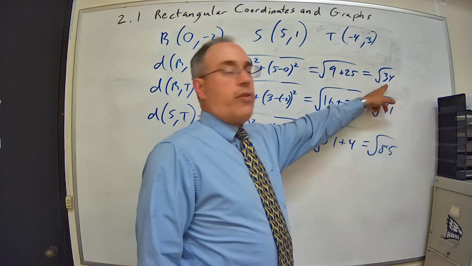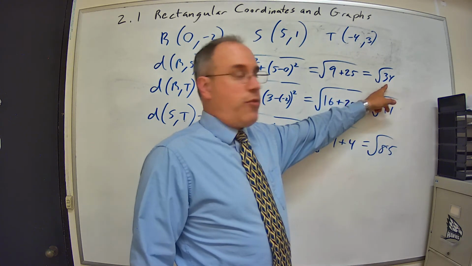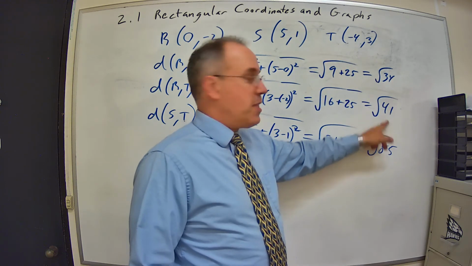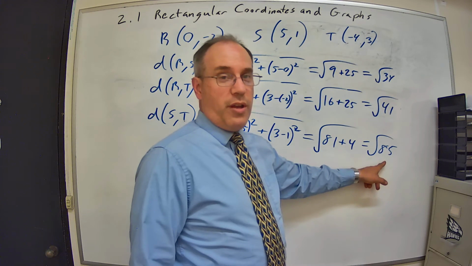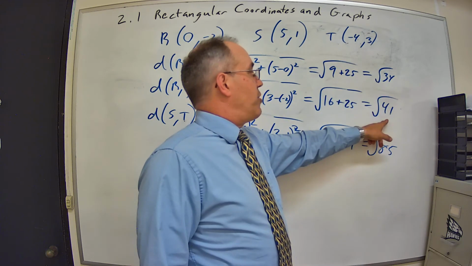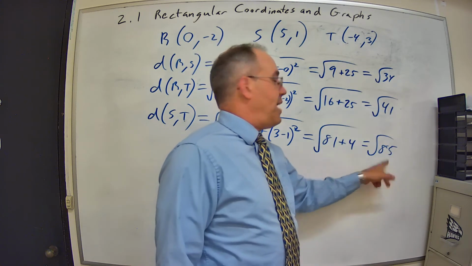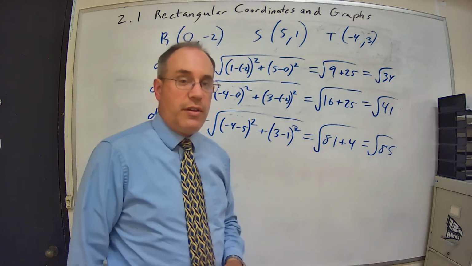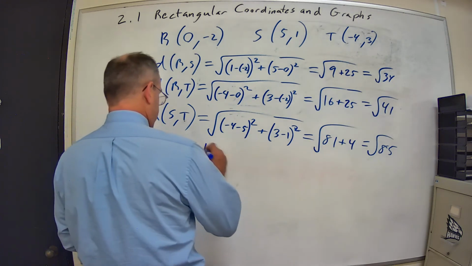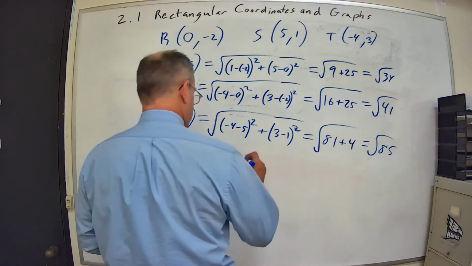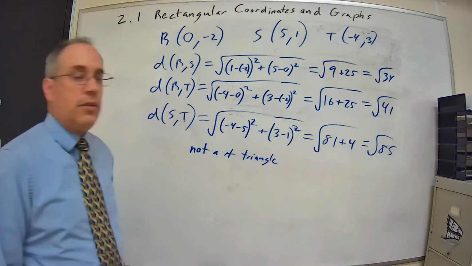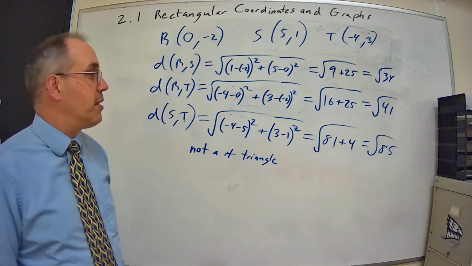Well, the square root of 34 is 34. The square root of 41 is 41. The square root of 85 is 85. So 34 plus 41 is 75. That is not 85. So therefore, not a right triangle. So that is not the case.